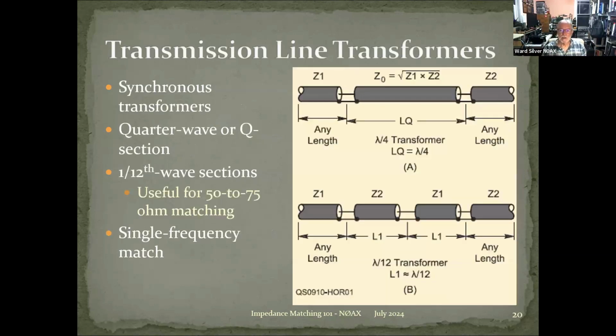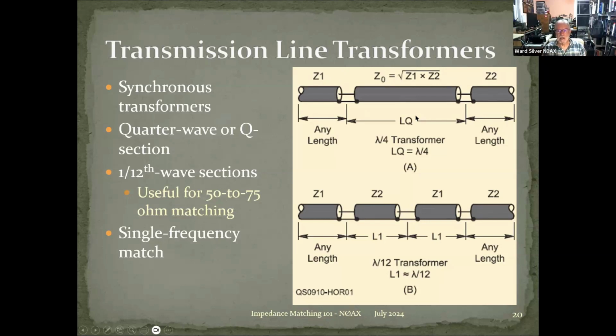Transmission line transformers. This is another interesting way of matching impedances. These are called synchronous transformers. And the reason they're called synchronous transformers is they set up a set of reflections. If you look at this drawing here, I have different impedances of transmission line. This impedance here and here are different. And this one is yet another impedance. And at each interface here, I set up a series of reflections.